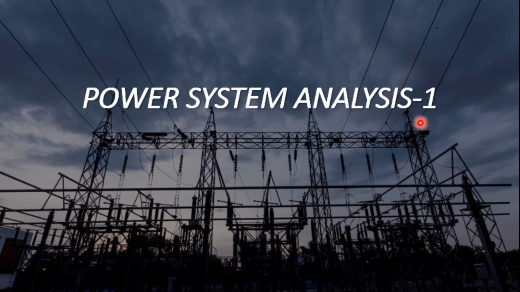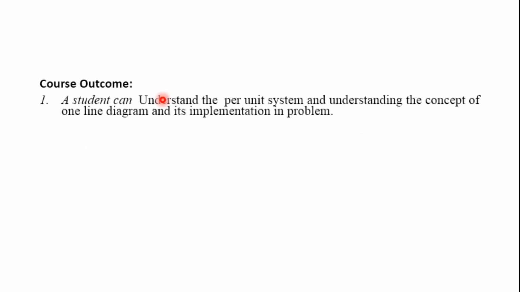So students will be able to understand these things at the end of this course. The first outcome is that the student can understand what is meant by the per unit system, and the concept of a one line diagram and its implementation in a power system.